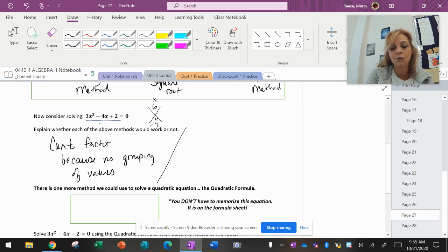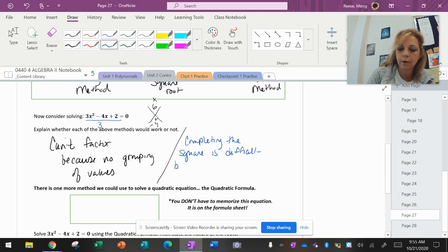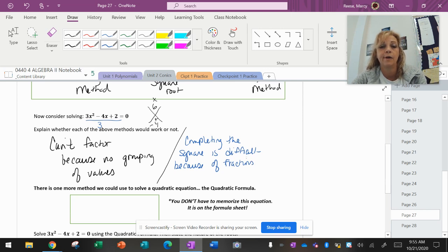I could try and divide out the 3 and do the completing the square, but that's a negative 4/3. So completing the square would be hard. It's difficult because we have fractions, right? So when I divide out the 3, I get negative 4/3 and 2/3. And fractions are difficult.